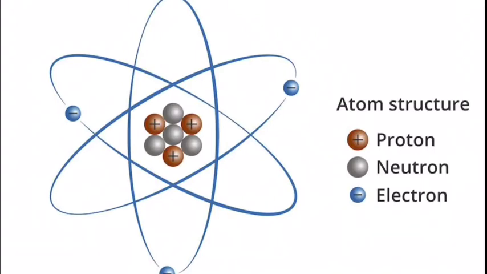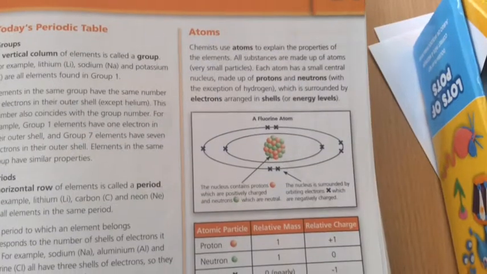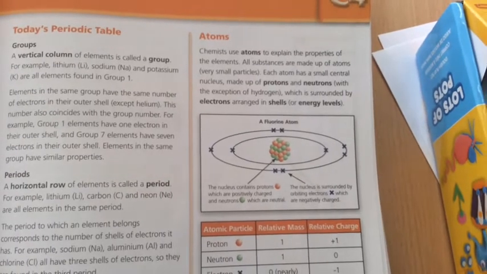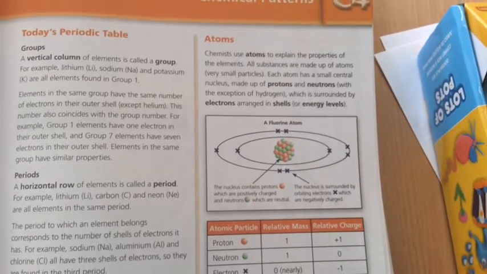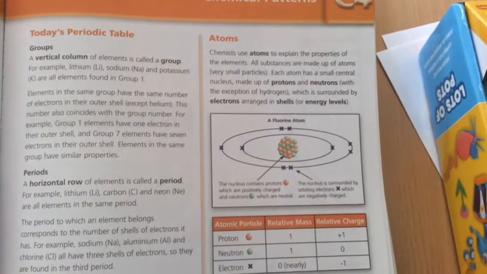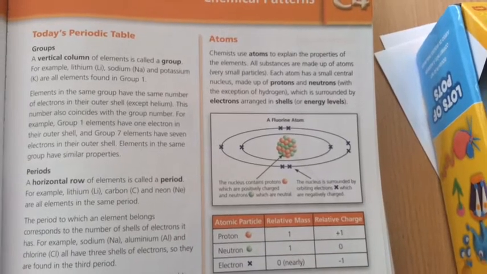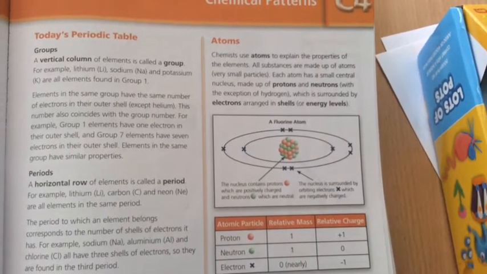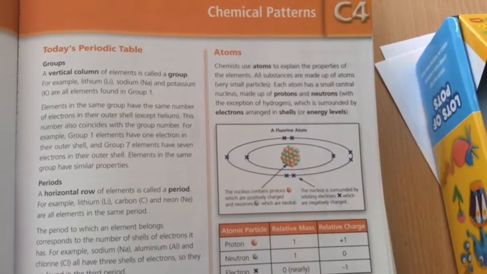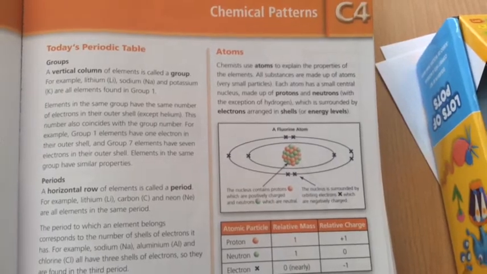The subatomic particles in the atom, protons, neutrons and electrons, and how they are arranged. So, atoms and subatomic particles. If we remember, everything is made up of really tiny things called atoms. Atoms used to be the smallest thing that we could think of, but now we know that atoms can also be split up, into protons, neutrons and electrons.